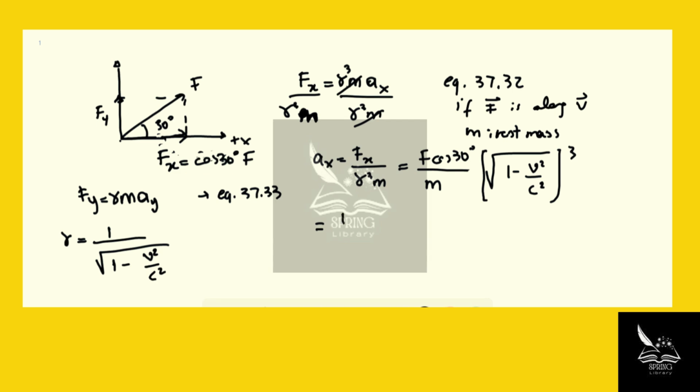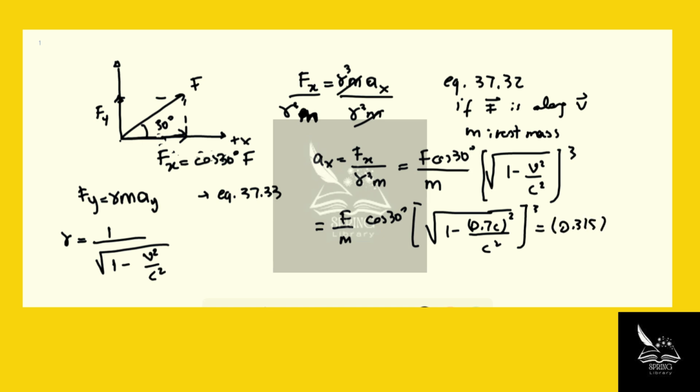So F over m, now I have cosine 30, and then I'm going to have the square root of 1 minus v, which is 0.7c, squared over c squared, and the cube of this. If you do the algebra, what you get is 0.315 times F over m as the acceleration in the x direction. Now let's calculate, remember this equation, the acceleration along the y direction.